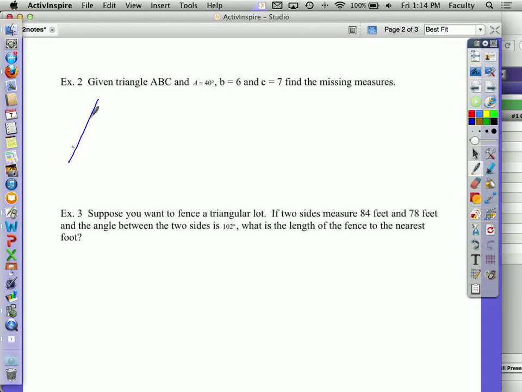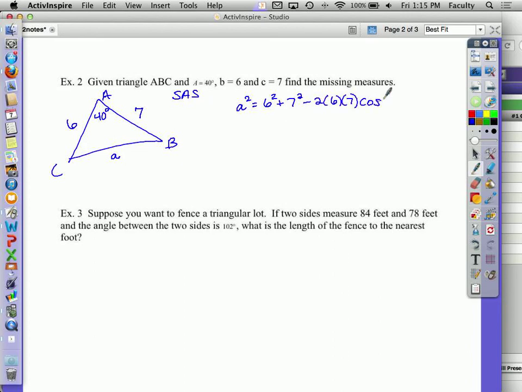Alright, so let's look at example 2. It says you're given triangle ABC. Angle A is 40 degrees, side B is 6, and side C is 7. Can you tell that that's side, angle, side? So I should get one unique triangle. So we're going to go ahead and find side A. So I get A squared equals 6 squared plus 7 squared minus 2 times 6 times 7 times the cosine 40 degrees.